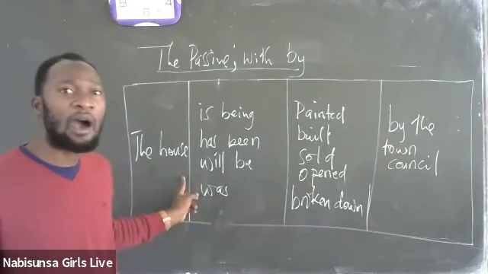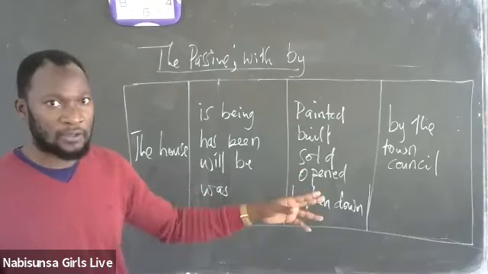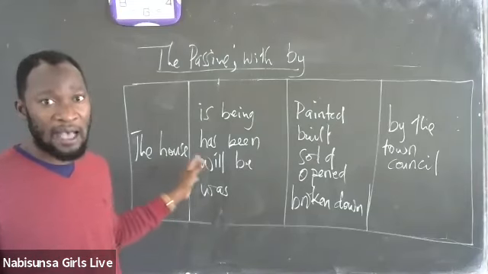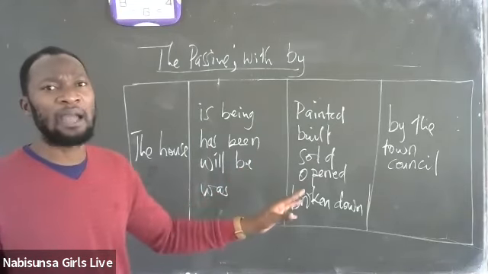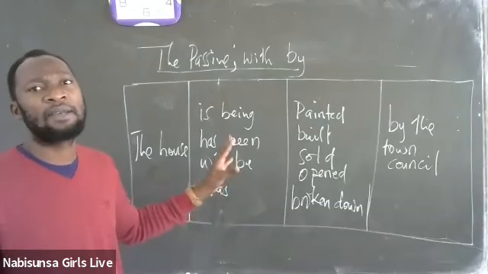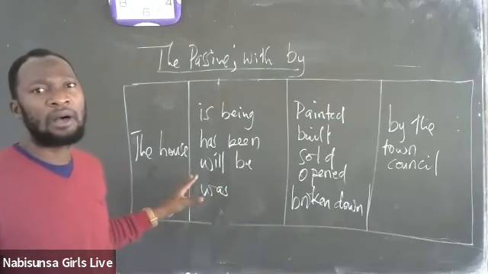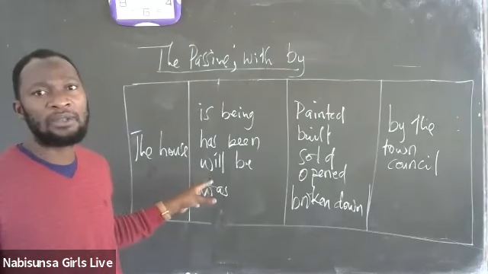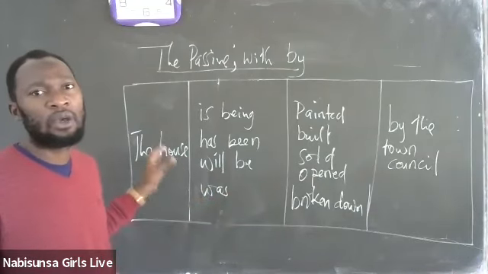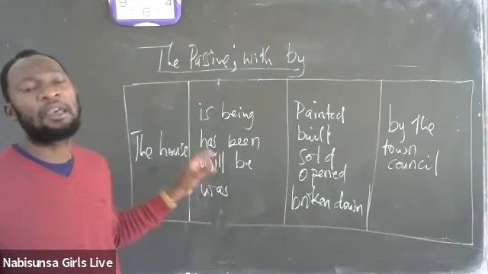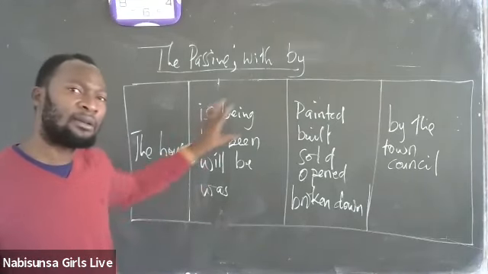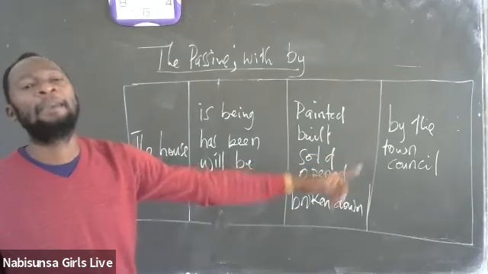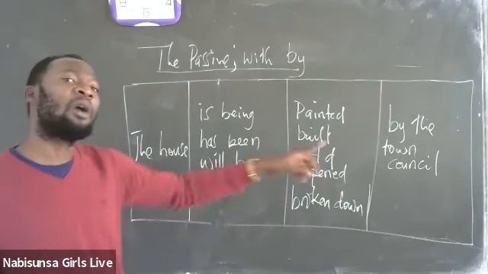The house is being built by the town council. The house has been built by the town council. The house has been sold by the town council. The house will be sold by the town council, and the house will be opened by the town council. The house is being opened by the town council. You see, when you look at these expressions here, they are helping us to see when we use by. In this case here, we want to see the doer of the action.